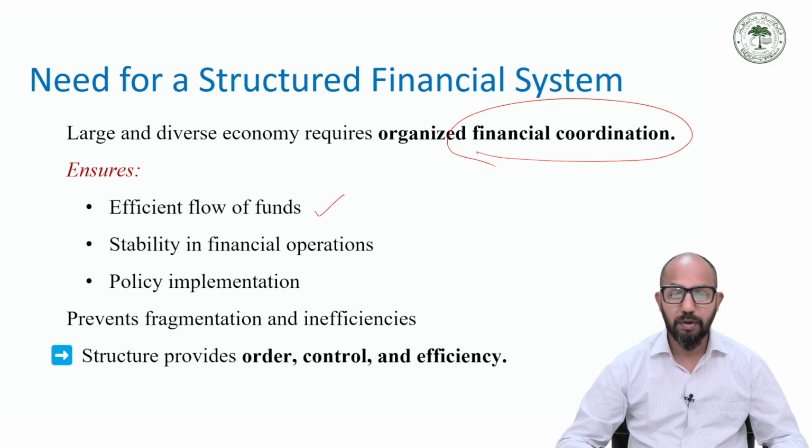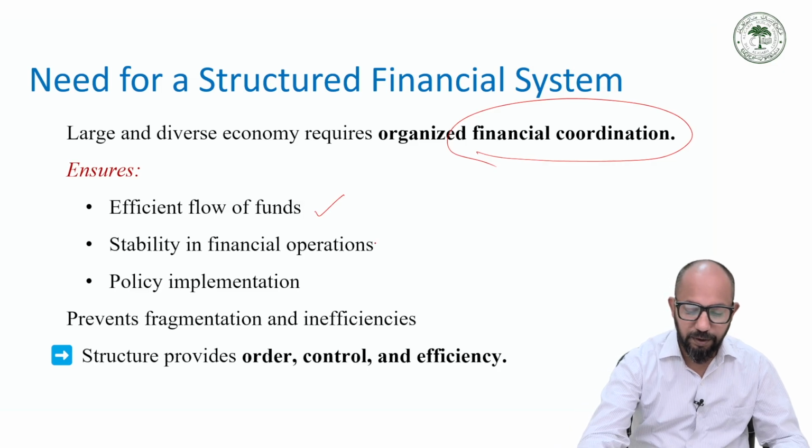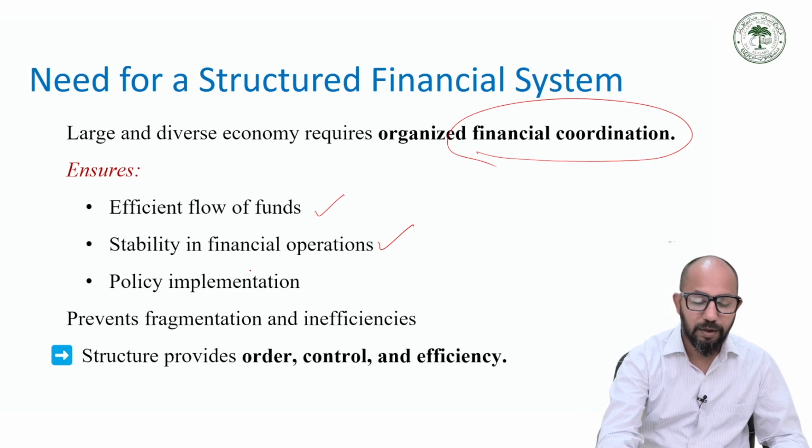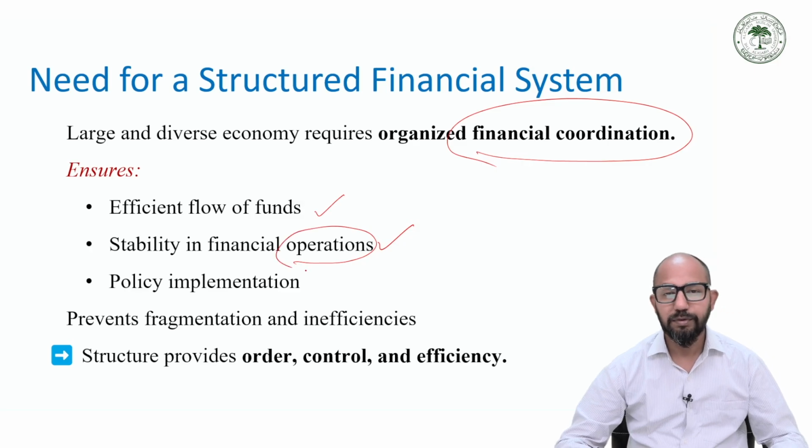Giving better returns also reflects that these sectors are performing much better than others. Similarly, a structured financial system ensures stability in financial operations. Stability in financial operations refers primarily to the fact that the operational cost should not fluctuate. Similarly, it also means that financial operations do not create panic in the consumers, in the investors, etc.